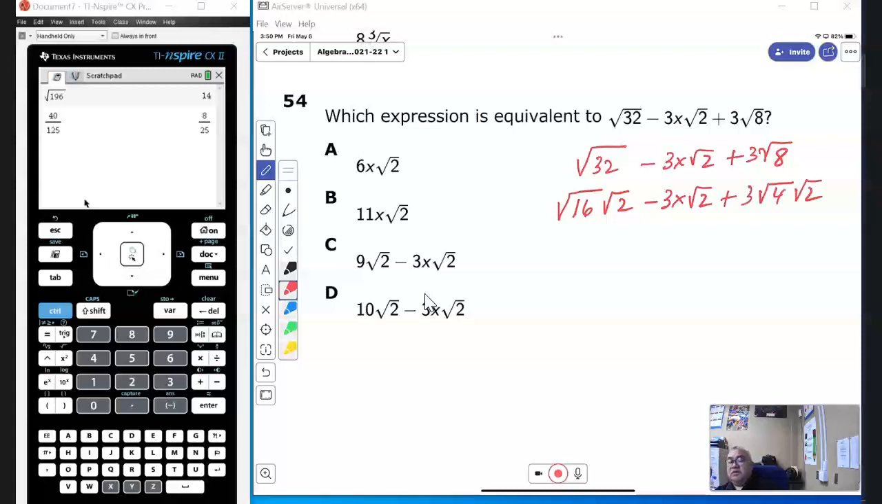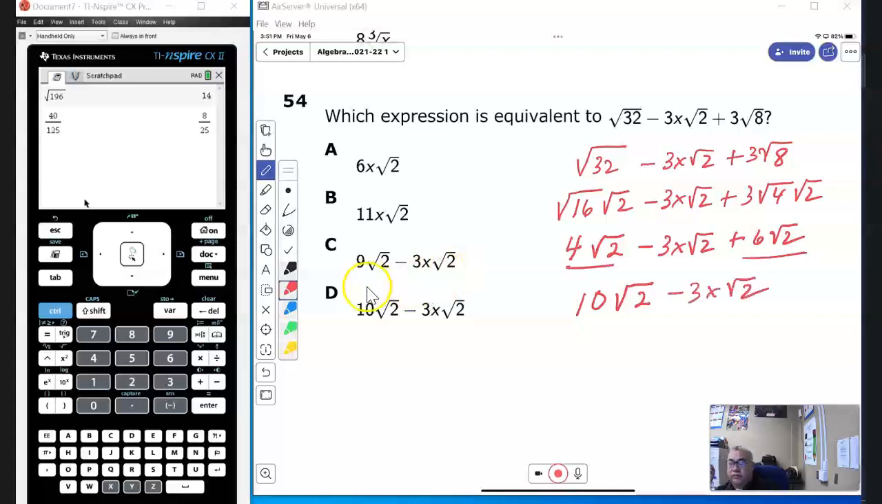So what is the square root of 16? That's 4 square root of 2, minus 3x square root of 2, plus square root of 4 is 2. So 3 times 2 is 6. You have 6 square root of 2. Okay, you're going to add the ones that are alike. So you have 4 plus 6 gives you 10 square root of 2. These two are the same. They're similar. It's like you're combining like terms. Minus 3x square root of 2. And so your answer is D.